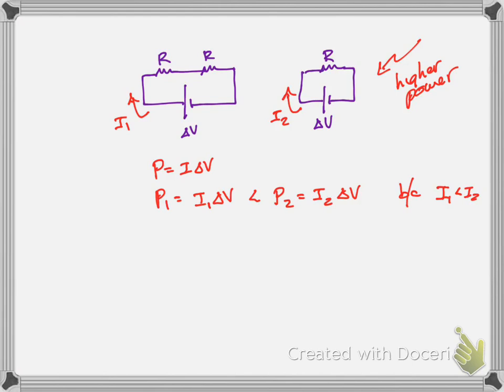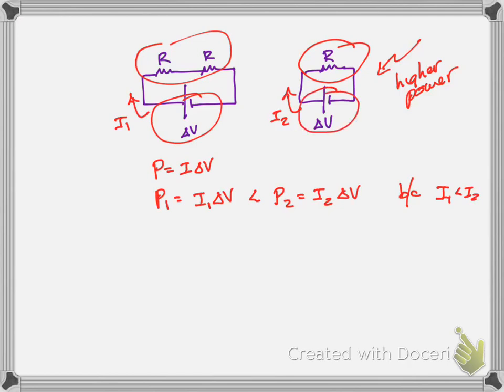Now you might say, but wait, there are two resistors on the left. But the total power used by these two resistors must be the total power produced by the power supply. The total power used by this resistor must be the total power produced by this power supply. So on the right, we've got more power produced by the power supply, more power used by the resistor. Now we could go ahead and prove that, because remember, the power of a given resistor is going to be the current through the resistor squared times the resistance. Remember that one? That's just another version of power.